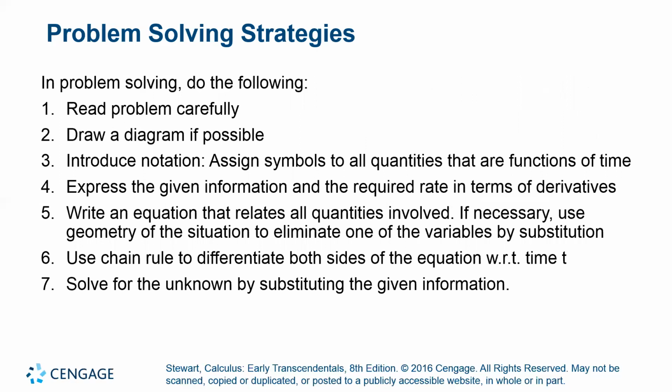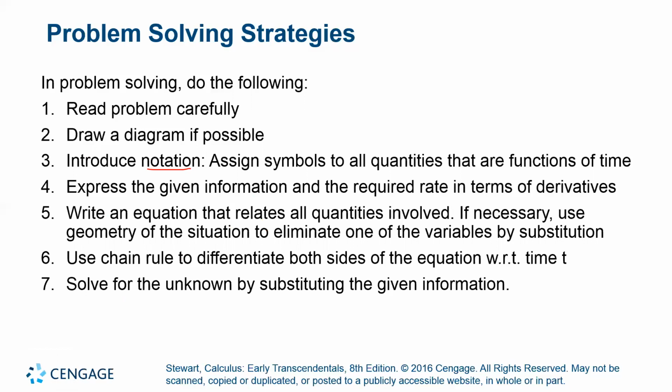So here is an example. First, look at the strategies that we go through, about 7 steps. Read the problem carefully and understand what is given, the information known, and what is unknown. Then, if possible, draw a diagram, and introduce some notation. In this case, we assign symbols to quantities that are functions of time. So in the previous example, we'll be finding the volume and the radius, expressed in terms of time.